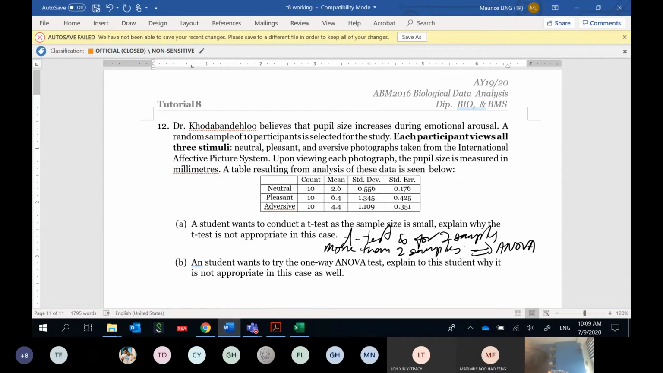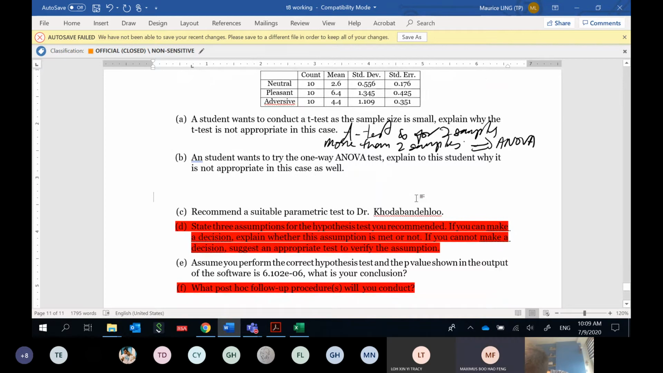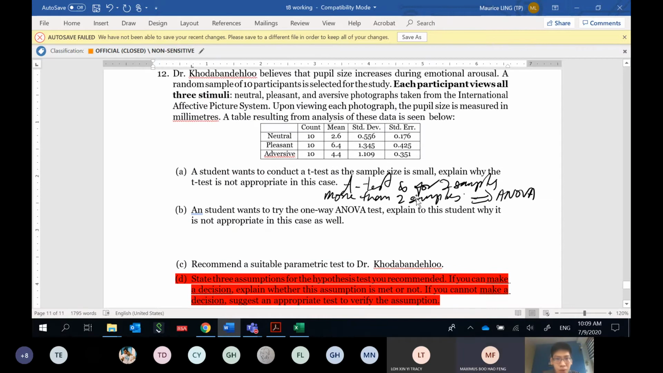Then here is question B. Why may the student's plan to try one-way ANOVA not be appropriate? This one I don't really know. Is it because it's not normally distributed or something?